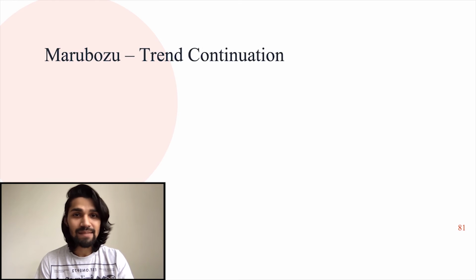Next, last but not the least, the Marubozu candle. The Marubozu candle is a trend continuation candle. So if a Marubozu occurs, that means that whatever trend is going on will continue in the next candle or the next few candles. A Marubozu candle does not have any shadows.